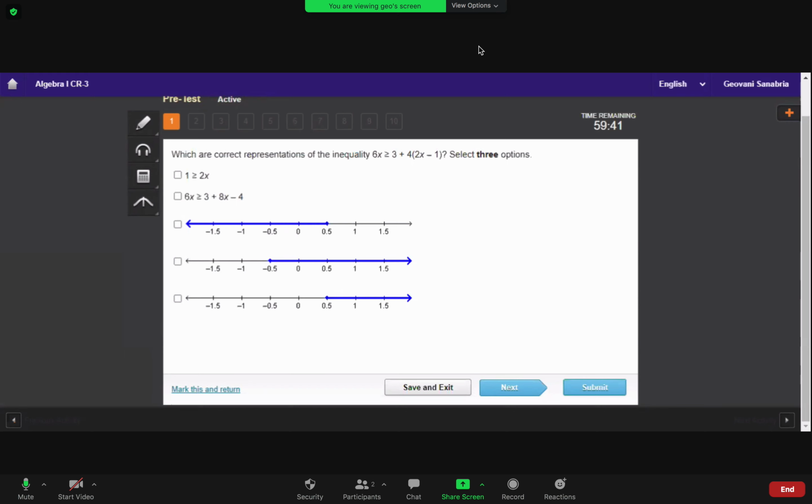Okay, I think on this one, you'd have to just solve it. Do you want me to walk you through it? As is, yeah. So 6x greater than 3. And when it has the line underneath the arrow thing, that's the "or equal to" part. So this would be 6x greater than or equal to 3 plus 4 parentheses 2x minus 1.